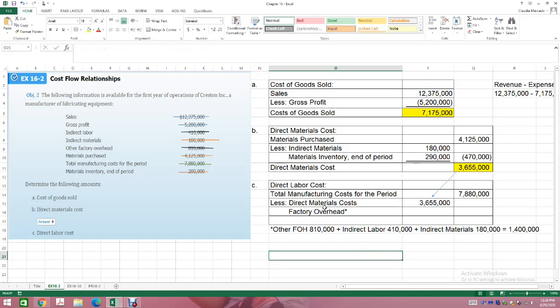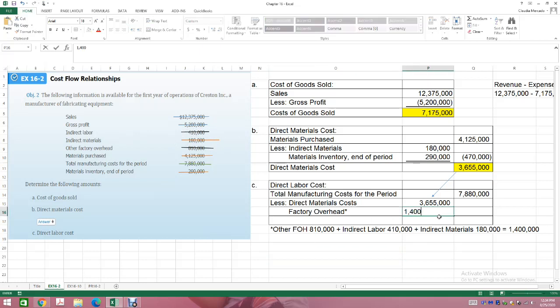So, to calculate your factory overhead, basically under factory overhead, anything else that is not direct materials or direct labor, that is a cost associated with the factory, goes under factory overhead. So for factory overhead, we had the other factory overhead they gave you of 810,000. Then we have to put in our indirect labor and our indirect materials. So that gives us $1,400,000. Okay.